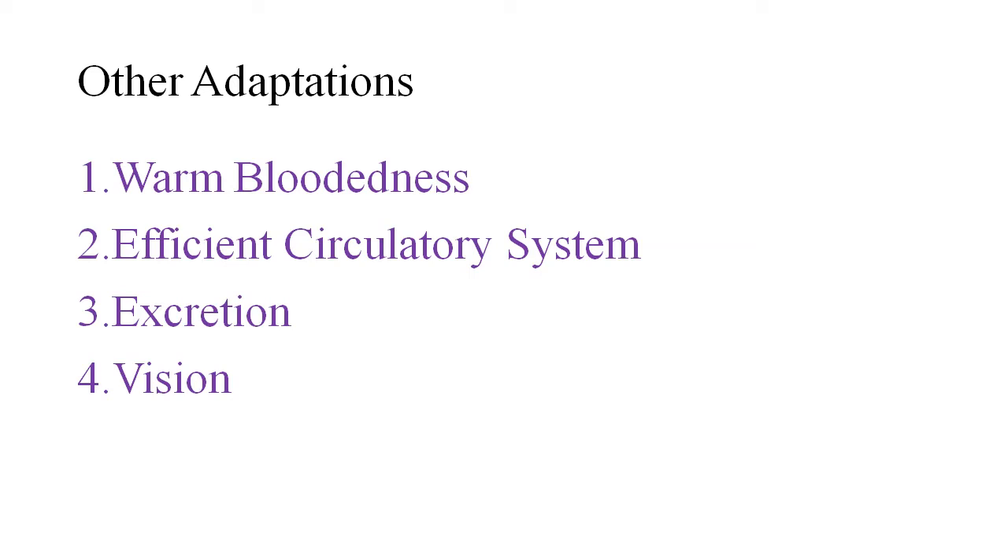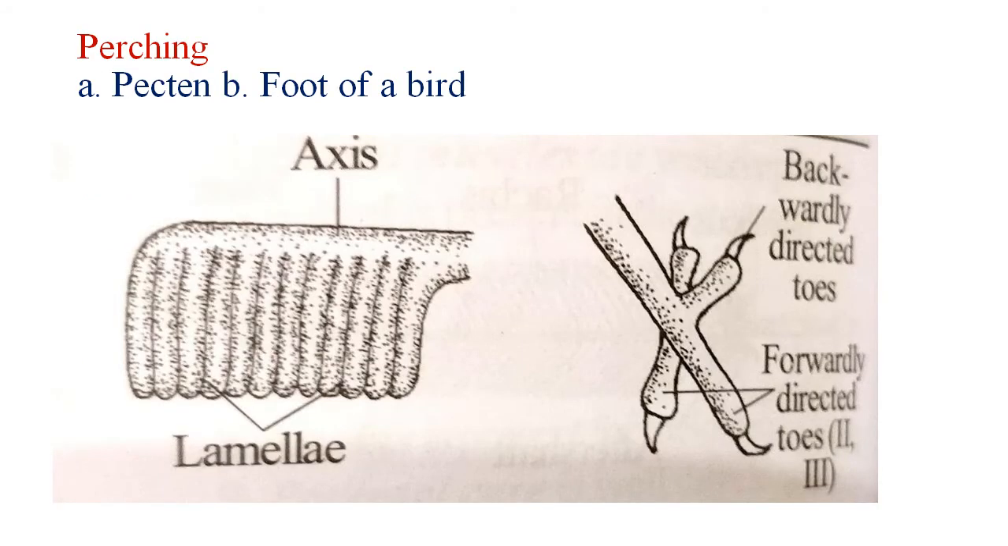When we talk about excretion, the third point, the excretory system is highly modified to reduce weight. In my previous slide, I mentioned the urinary bladder is absent. Urine is in the form of semi-solid uric acid. The fourth point is the vision. The power of the eyes is very high. It is the pecten. This helps them to see objects from very high altitudes. You can see this is the pecten.